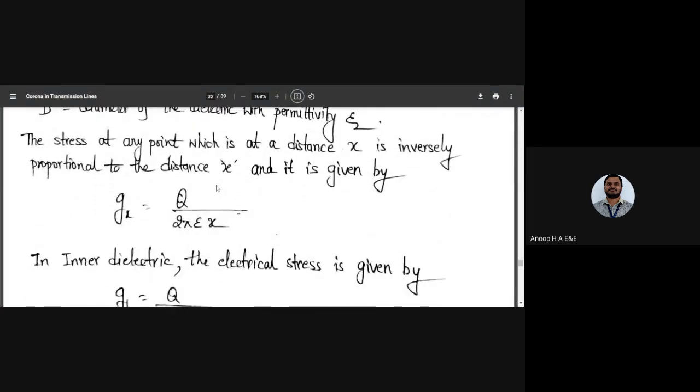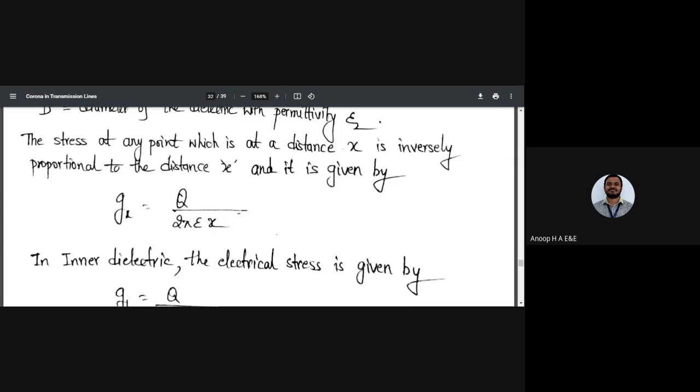Fine. So the stress at any point which is at a distance x is inversely proportional to the distance x. Okay, so how can we write the electric stress?